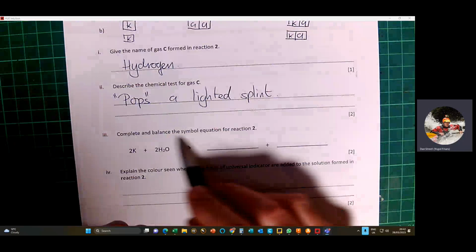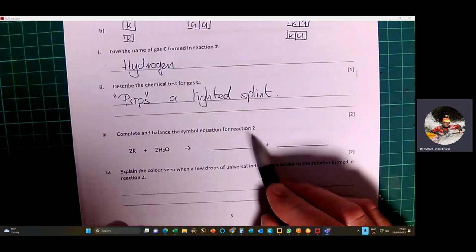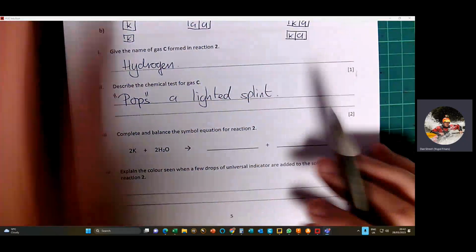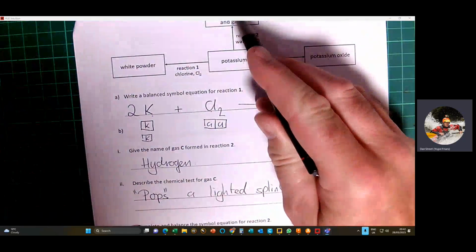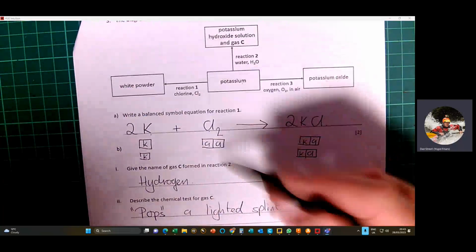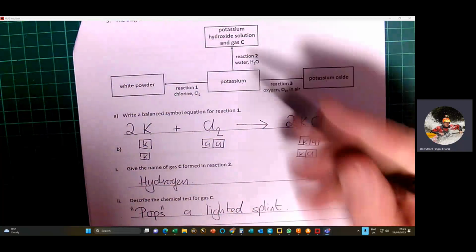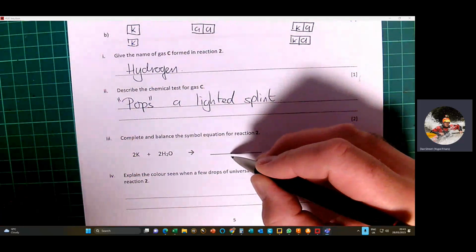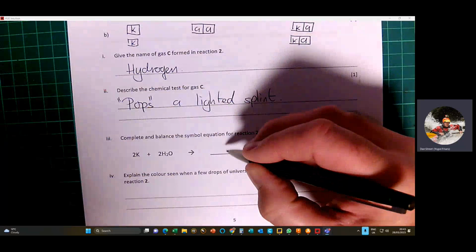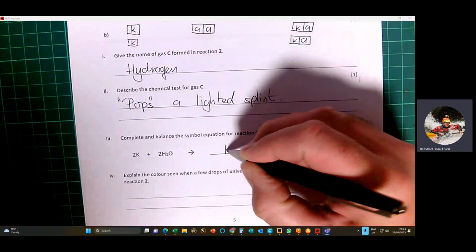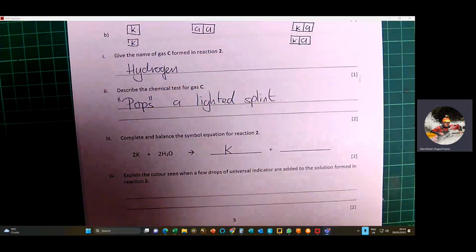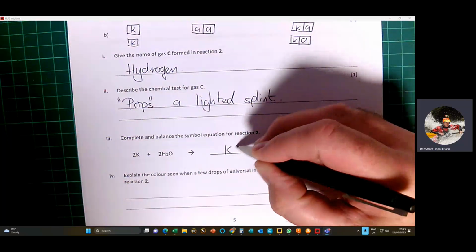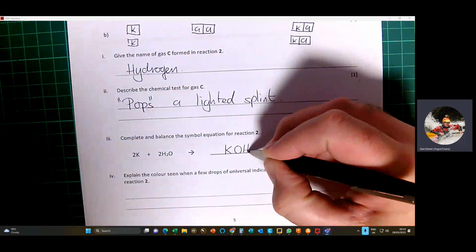And then this question here, complete and balance the symbol equation for reaction 2. Okay, so this is the reaction of potassium with water. Okay, so in the description, it tells us that we're getting potassium hydroxide. We've previously identified that the other product, rather, the gas C, is hydrogen. Okay, so we need to write down the formula for potassium hydroxide. So from the name, we can probably guess there's some potassium present. Hydroxide tells us that it's going to be hydrogen and oxygen. However, just to be awkward, we tend to write the oxygen first and then the hydrogen.